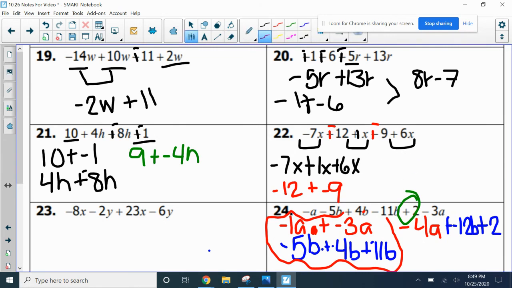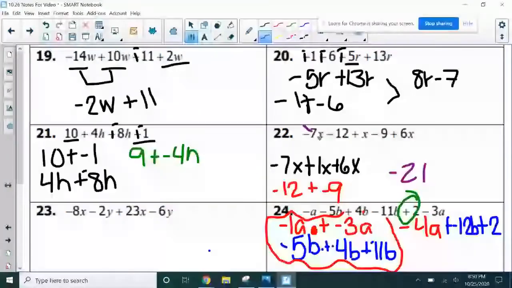So those are all gone. They've canceled each other out. And then I have negative 12 plus negative 9. So negative and a negative, I have to make it a bigger negative. So we're going to be left with negative 21. So again, let's check through it. Negative 7, positive 1, so negative 6, plus 6 cancels this out to 0. And then we're left with negative 12 and negative 9 give us negative 21.